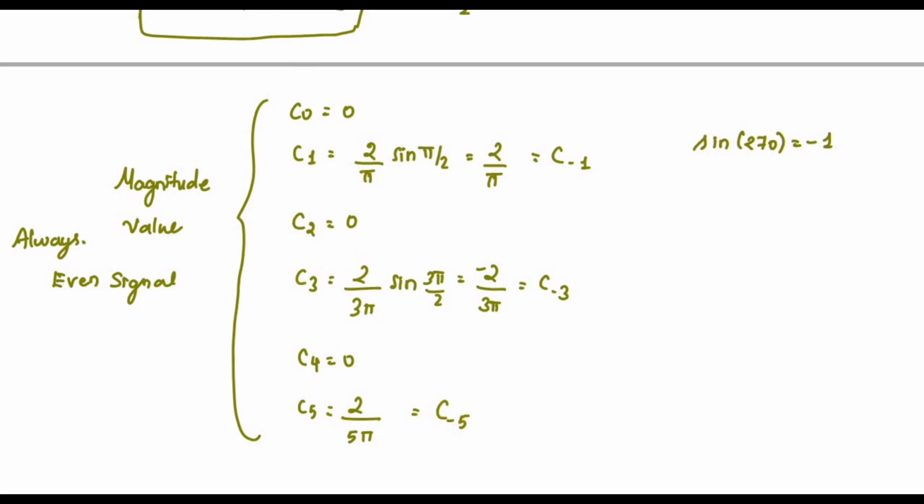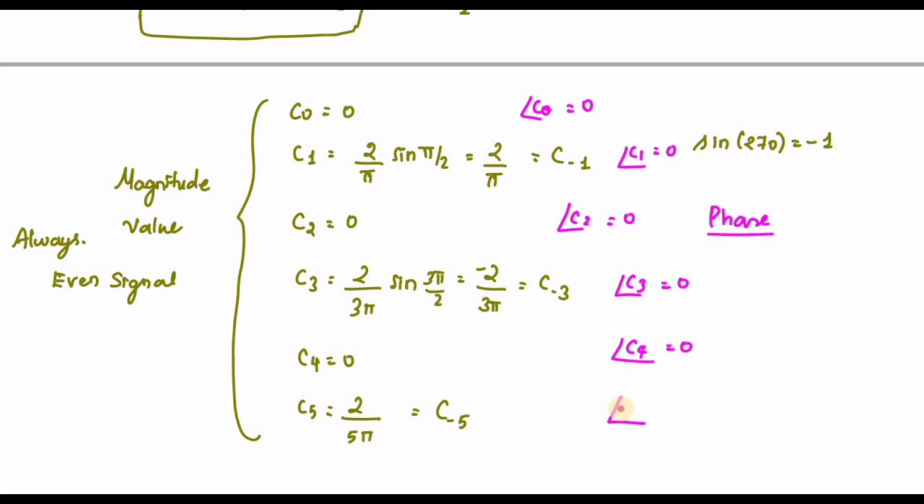So if you want to find out the phase spectrum, okay. So the phase of C of 0 is 0. C of 1 is also 0. So here you don't have any j term, right? C2 also is 0. So everything is 0. C5 is also 0.